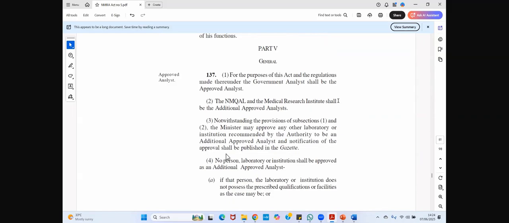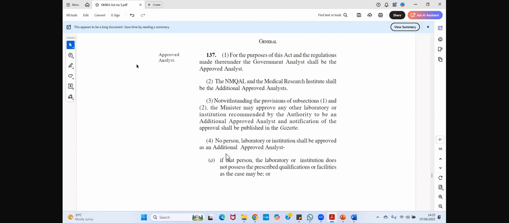So that is for the offenses and defense. So part 5 is about the general, again, who is the approved analyst, and about the approved analyst, right? A government analyst shall be the approved analyst. So who are the government analysts? NMQAL, right? National Medicine Quality Assurance Laboratory, Medical Research Institute, MRI Sri Lanka, can be an additional approved analyst, right?